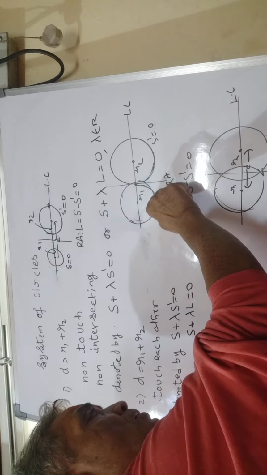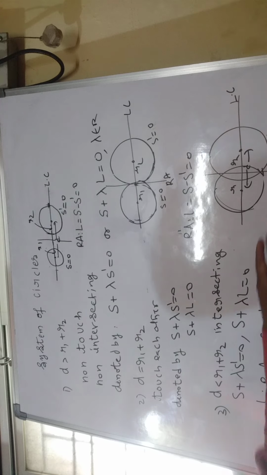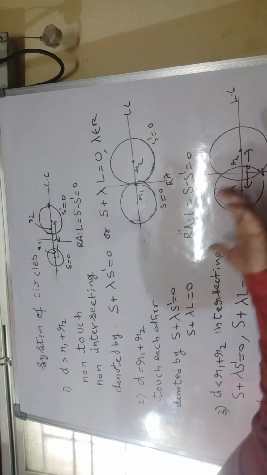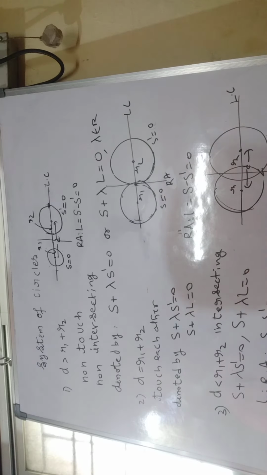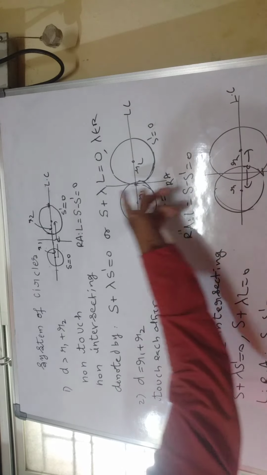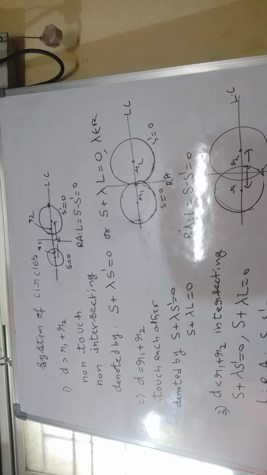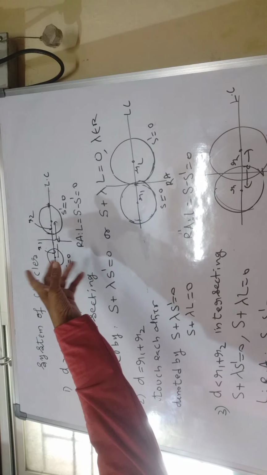Similarly, D is less than R1 plus R2. So they intersect. If you form a system or family of circles S plus lambda S dash, where S and S dash are fundamental circles, parental elements, they will produce a family, all belonging to the same set, that is the intersecting system. Here, in the place of S dash, you can use L also sometimes. What is L? Radical axis, common tangent and common chord. And this is not common tangent, not common chord.